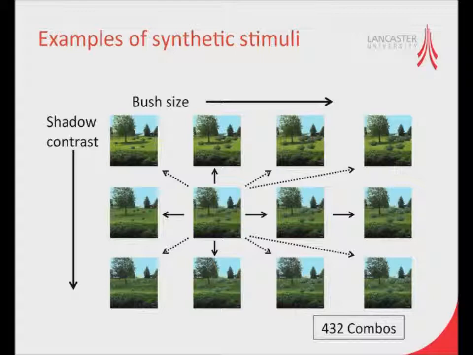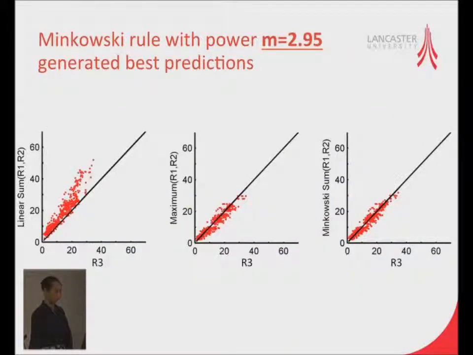Okay, so in this case, I have a very systematic set of stimuli. And in this experiment, we had 432 combination sets. And when I ran the analysis, the best estimations were obtained when the Minkowski value is 2.95, which is quite similar to 2.78 and 2.79 that we found previously. Even though this is a completely different set of observers, different set of stimuli.